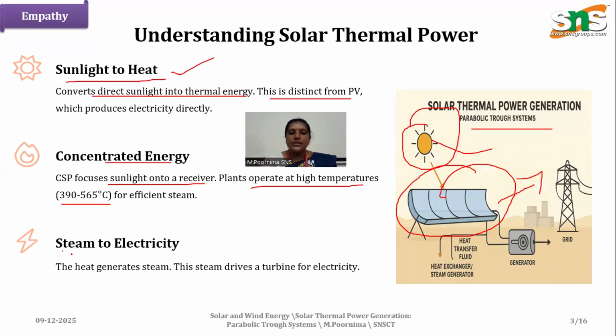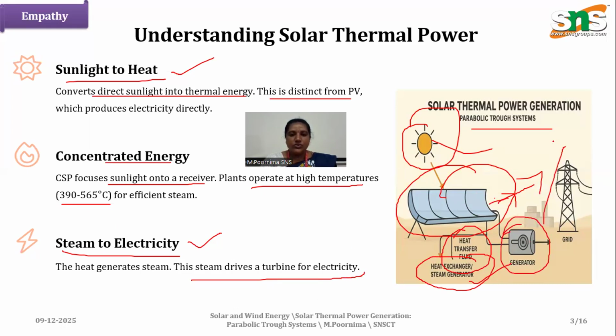Next comes steam to electricity. Here we have the heat transfer fluids. Here we can see the heat exchanger producing steam, steam generation for electricity. The steam drives the turbine for electricity, and finally it is given to the grid. This was the understanding of the solar thermal power plant.